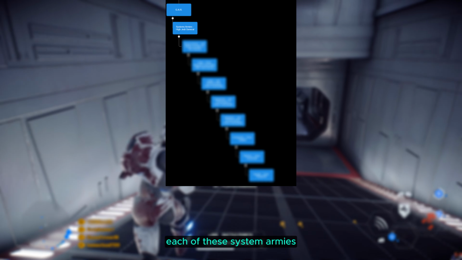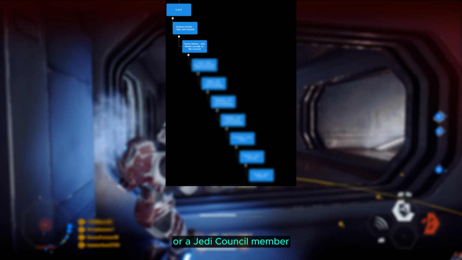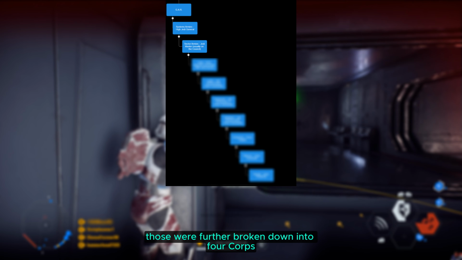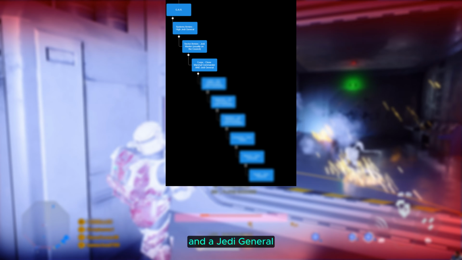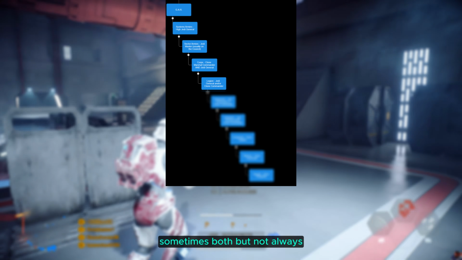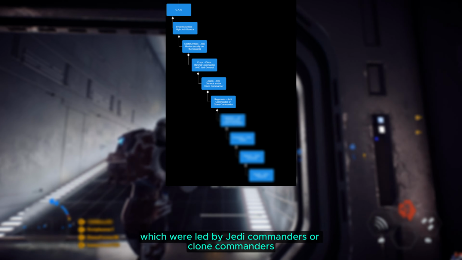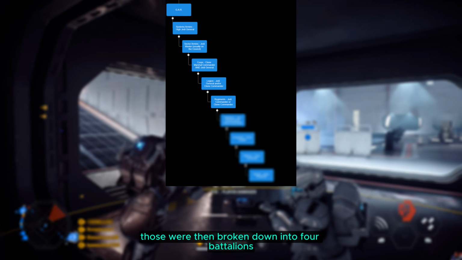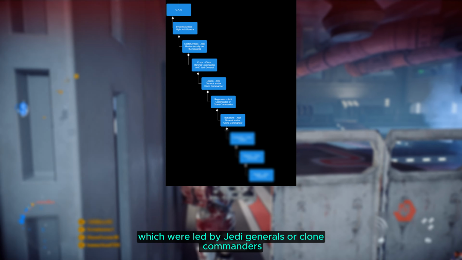Each of these system armies had two sector armies within them, which again were led by a Jedi High Council member, or a Jedi Council member. Those were further broken down into 4 corps, which were co-led by a clone marshal commander and a Jedi general. Those corps were broken down into legions, which could be led by a Jedi general or a clone commander, sometimes both, but not always. Those were further broken down into 4 regiments, which were led by Jedi commanders or clone commanders. Those were then broken down into 4 battalions, which were led by Jedi generals or clone commanders.